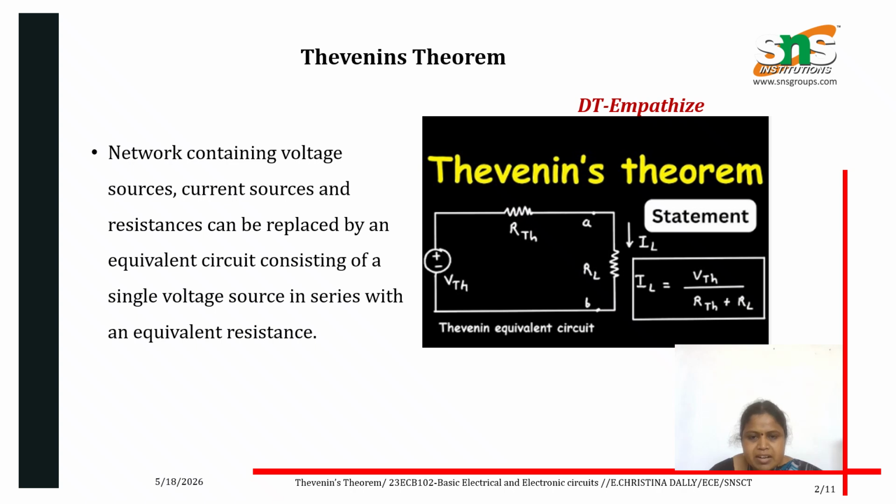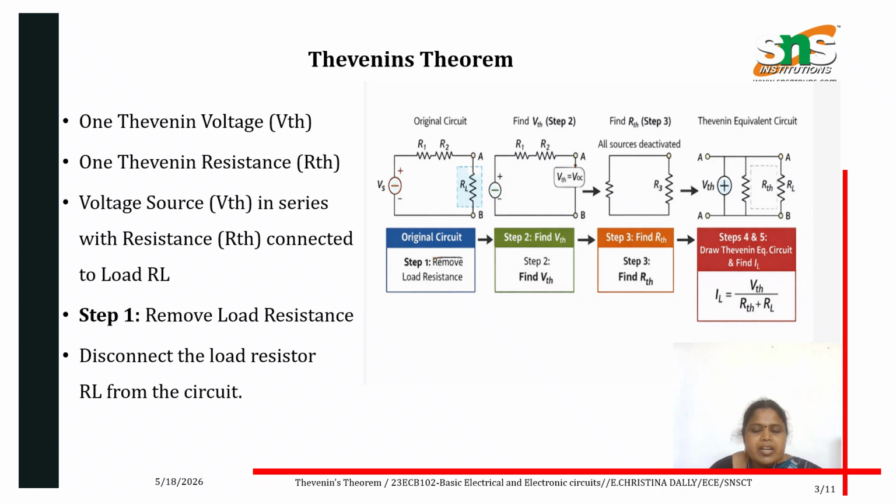Suppose VTH is the Thevenin's voltage and RTH is the Thevenin's resistance. The RL, that is the load resistance, is placed across the voltage VTH. We are going to find the IL, that is VTH divided by RTH plus RL. We have a set of procedures to obtain the Thevenin equivalent: the Thevenin voltage VTH and Thevenin resistance RTH. The voltage source VTH should be in series with the resistance RTH that is connected to the load RL.